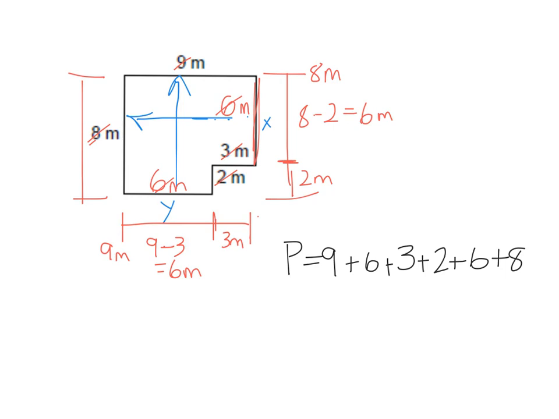Then I'm going to add those up. 9 plus 6 is 15, plus 3 is 18, plus 2 is 20, plus 6 is 26, plus 8 is 34. My answer is 34 meters. And that's how I do this kind of question.